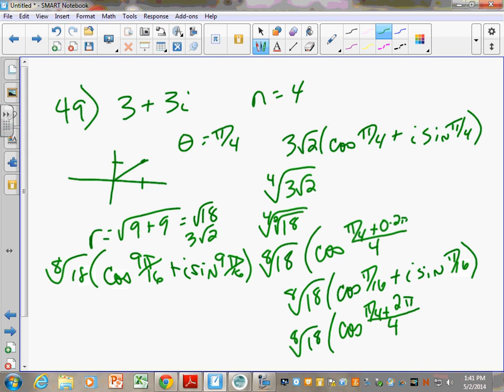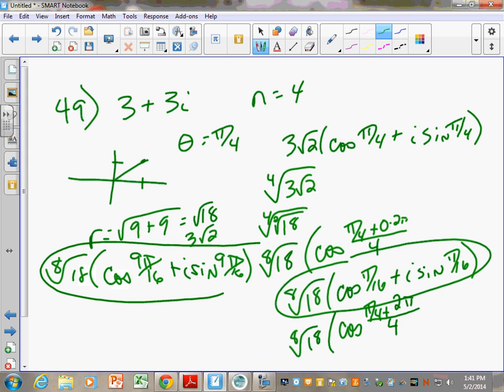But so I just said, okay, if this is one answer, and then this is the second answer, how did I go from pi to 9 pi? I added 8, so I just do the other 2 without actually doing the work. So then the next one would be 8 pi plus 9 pi is 17 pi 16ths.